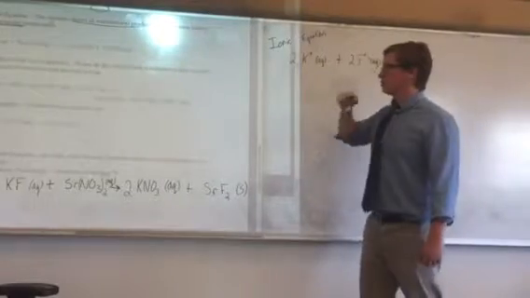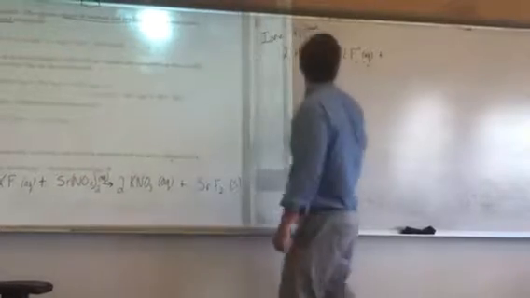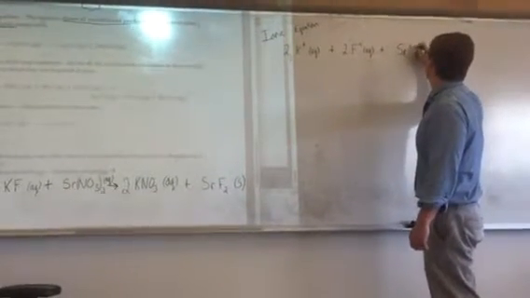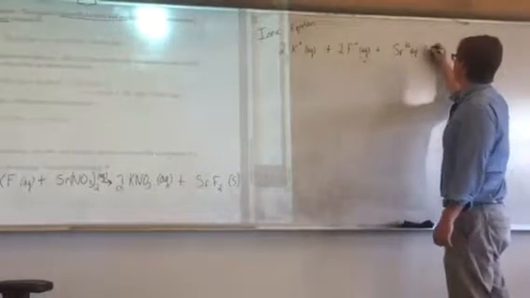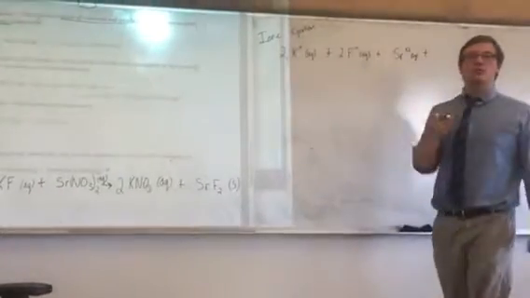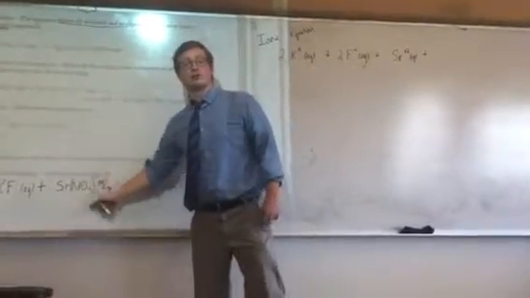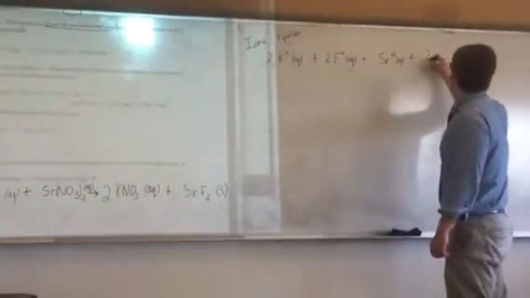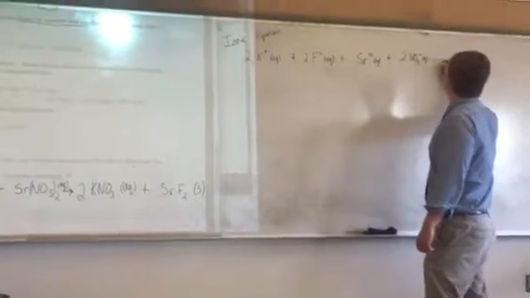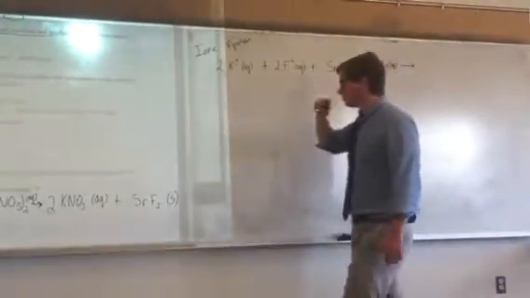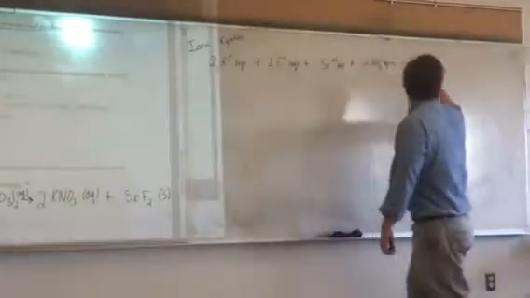Plus strontium nitrate. How many strontiums do I have? Just one. So I've got plus Sr, and Sr is a plus 2. It's also aqueous. Plus NO3. How many NO3s do I have? 2 of them, 2 of the entire ion. So I have 2 nitrates, NO3, and they are also aqueous. Now we talk about the products. I have K here, K plus, so I have 2 K pluses.